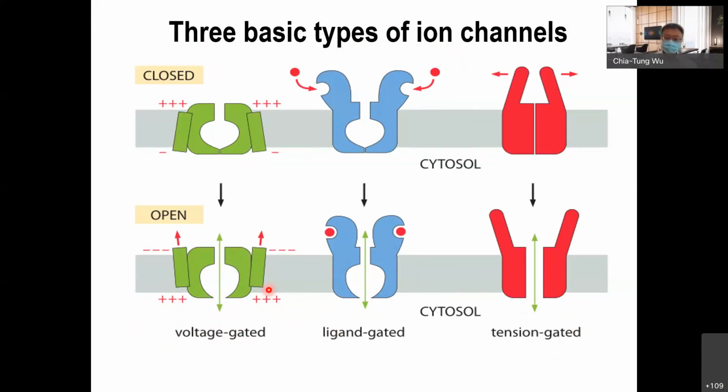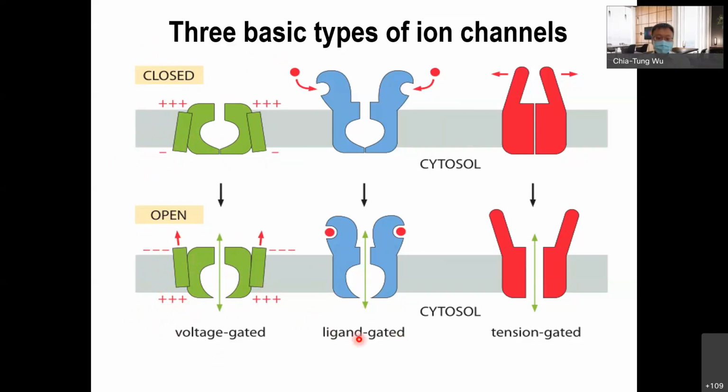The channel is composed of protein, and the protein is charged. Since the protein is charged, if the membrane potential changes, the shape of the protein will change, and the channel will open or close. This is the basic mechanism of the voltage gate channel. Most ion channels are closed at the negative membrane potential inside, but when the membrane potential is positive inside, that means depolarization, the ion channel opens.